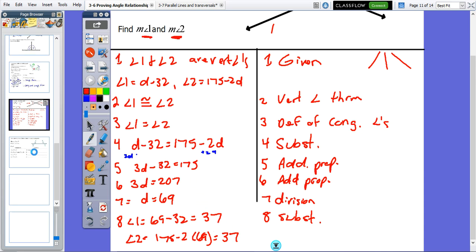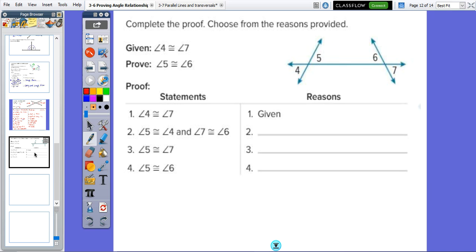All right, last one. Go ahead and make sure you pause. Try to think about it yourself and figure it out. But if you didn't, well, let's pay attention here. So let's look at our given information. We know that 4 and 7 are congruent. The goal is to say 5 over here and 6 over here are congruent to each other. They told us just that 4 and 7 are congruent.